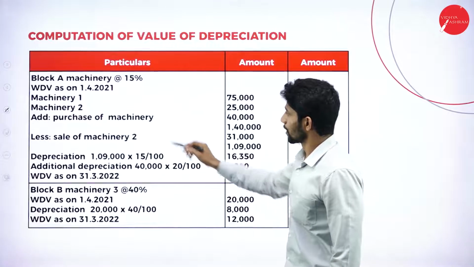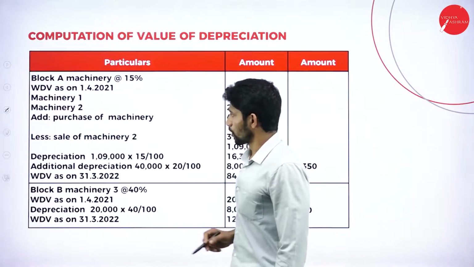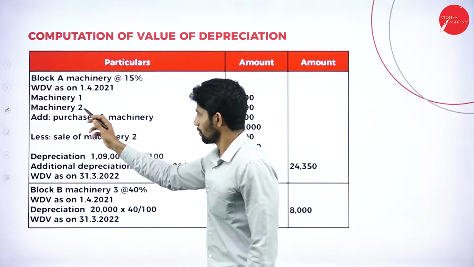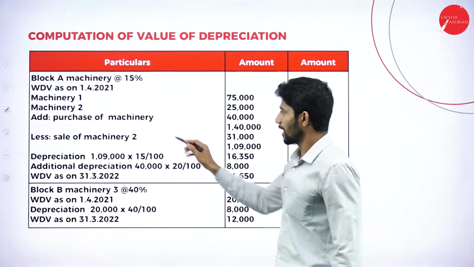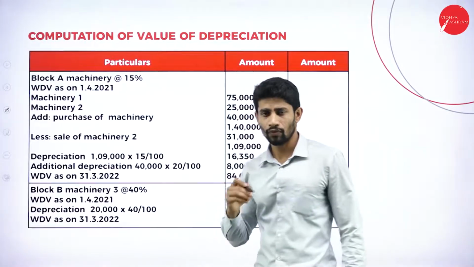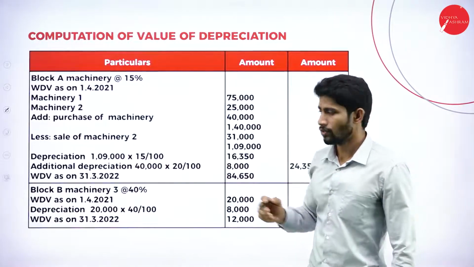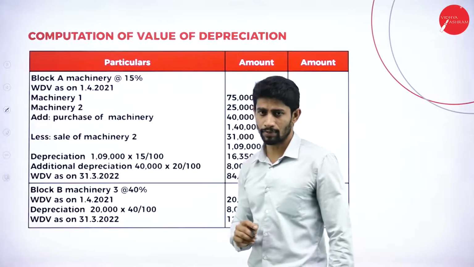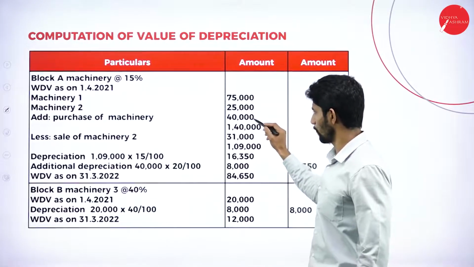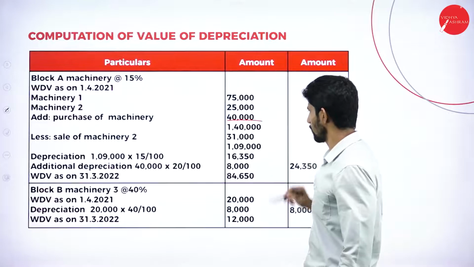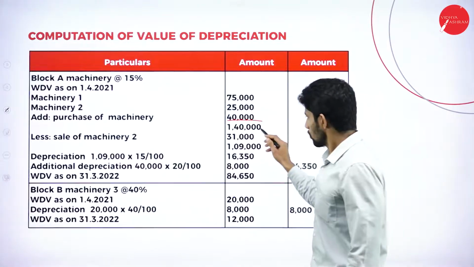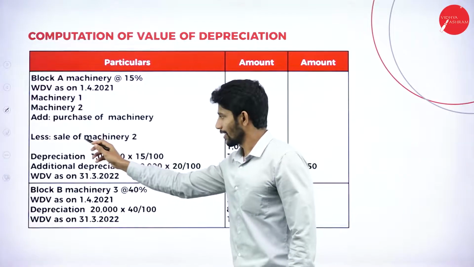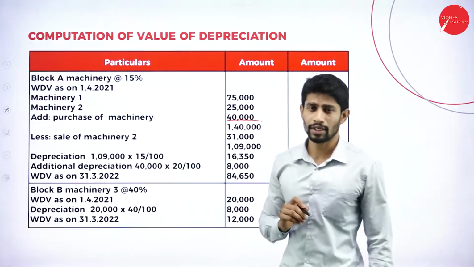So now WDV as on 1/4/2021, machinery 1, machinery 2. So 75,000, 25,000. At purchase of machinery, yes, one more machinery was purchased which belongs to the same block, that is block A, worth rupees 40,000. So if you total these three values, you will get 1,40,000. So from 1,40,000 less sale of machinery 2.